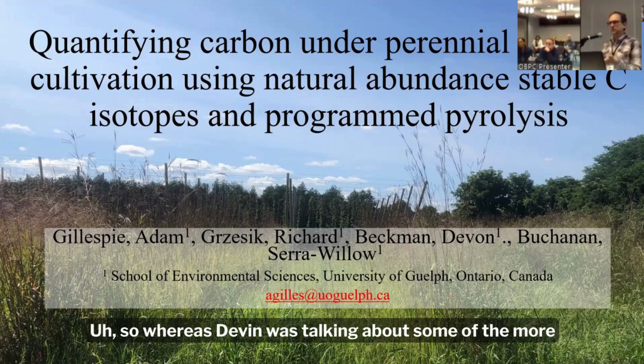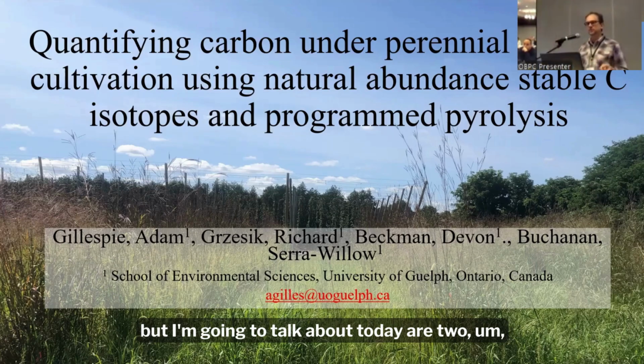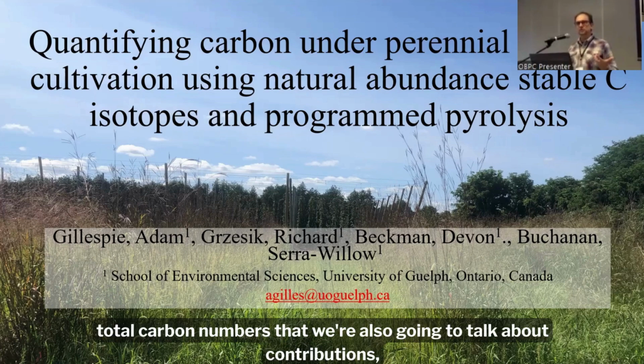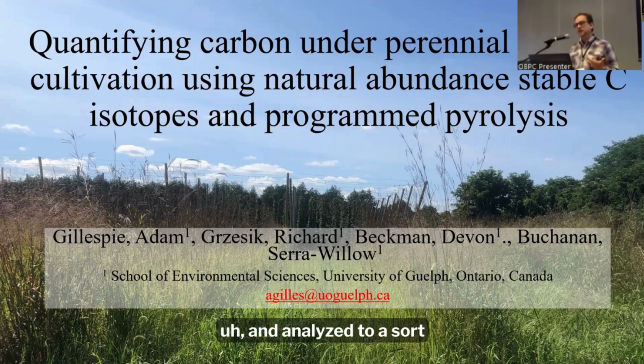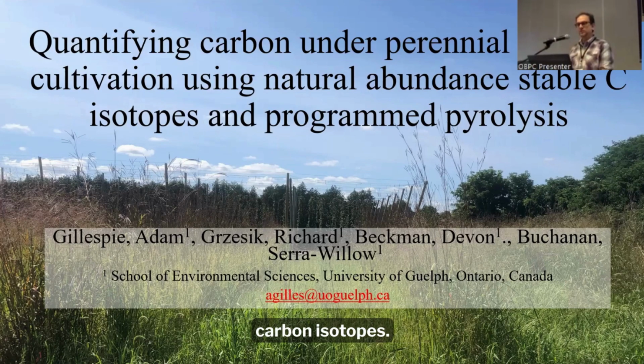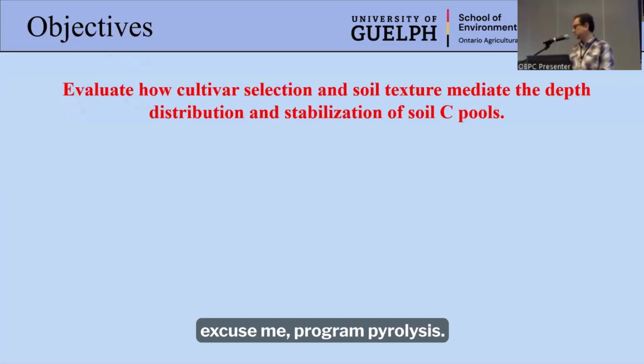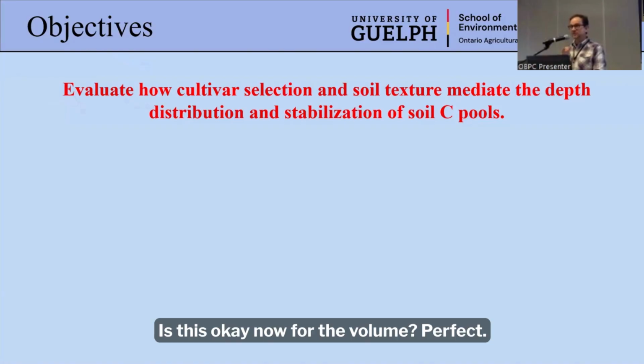So whereas Devon was talking about some of the more physical fractionations, looking at the organic matter quality, what I'm going to talk about today are 2 sort of total carbon numbers. We're also going to talk about contributions, analyzed through a reasonably sophisticated approach using carbon isotopes. And then we're also going to look at carbon stability by programmed pyrolysis.